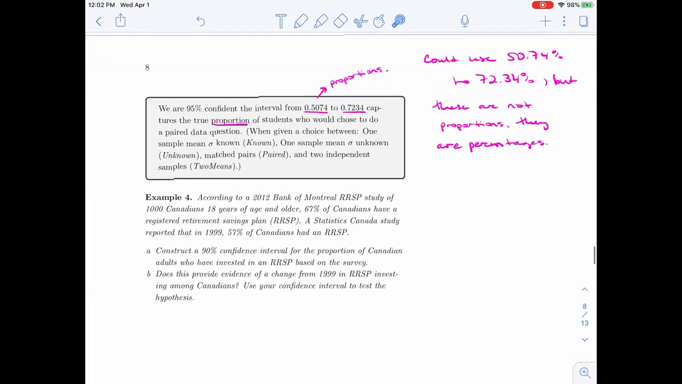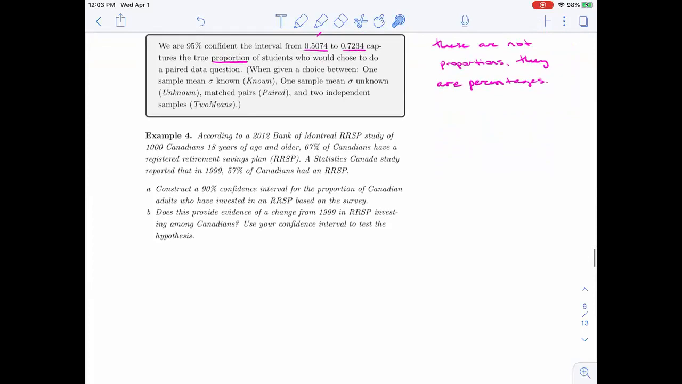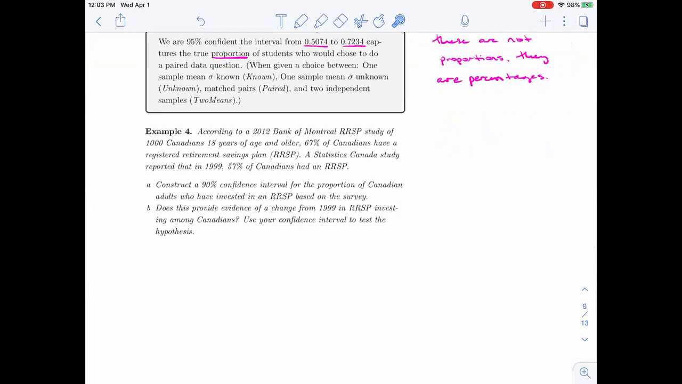So there's another unrelated example, which might be nice, where I get you to do the confidence interval, and then also in part B, I get you to do sort of a hypothesis test using the confidence interval, right, which we've done before.